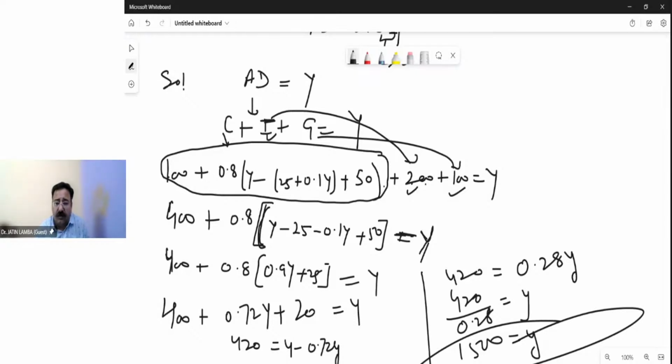Now we can move to the four sector model. We will move to the four sector model, children. What is the four sector model?